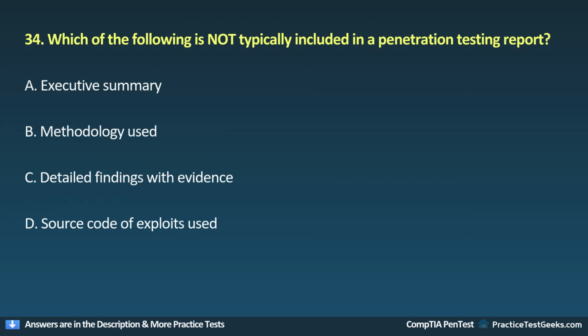34. Which of the following is not typically included in a penetration testing report? A. Executive summary. B. Methodology used. C. Detailed findings with evidence. D. Source code of exploits used.